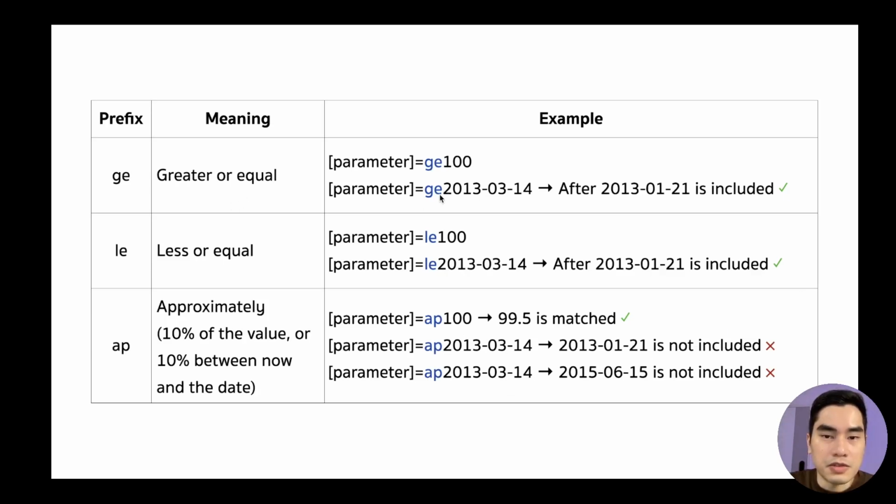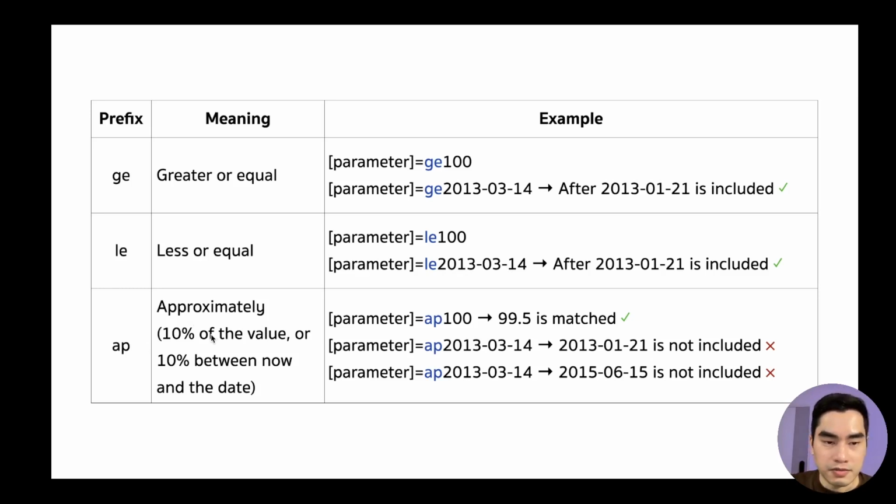Greater than or equal: if you search like this, 14th of March, and in the resource the value is after 21st of January, it will be included, right? Yes, because from the 21st of January there is February, March, April, May, so there is some part of this that is greater than this date. And less than or equal, after 21st of January is also matched, because after the 21st there is the 22nd, there is February, that is less than 14th of March.